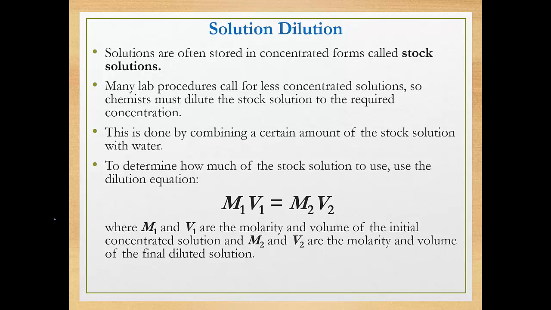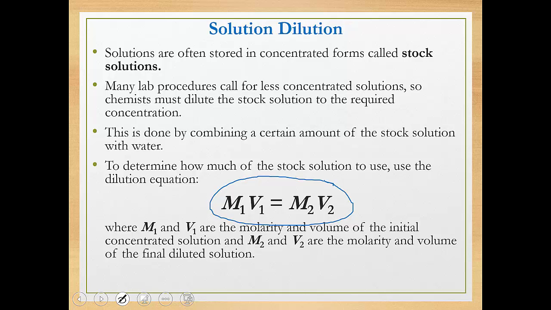So what a lot of companies will do is order a concentrated solution and then dilute it down to the concentration that they need. So you buy a stock solution and then you have to figure out how to dilute it. We're familiar with the idea of dilution. Dilution is simply adding solvent, in most cases water, to your stock solution. But how do we determine how much of the stock solution to use? Well, we're going to use this relationship right here.